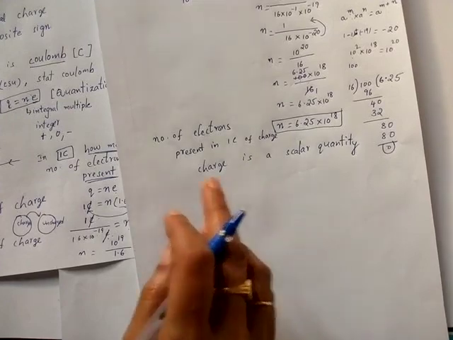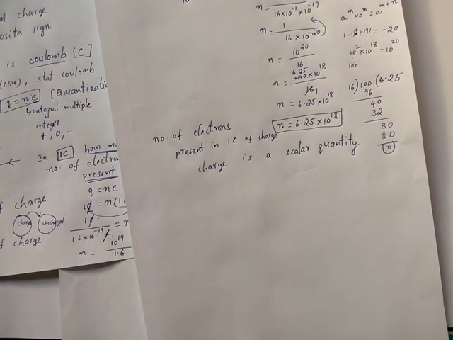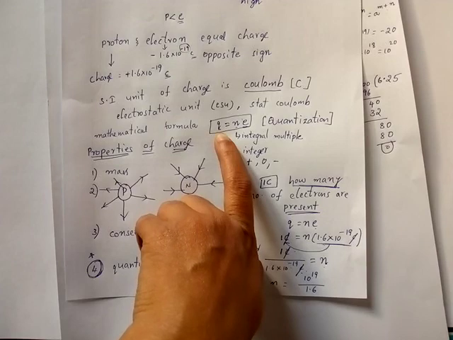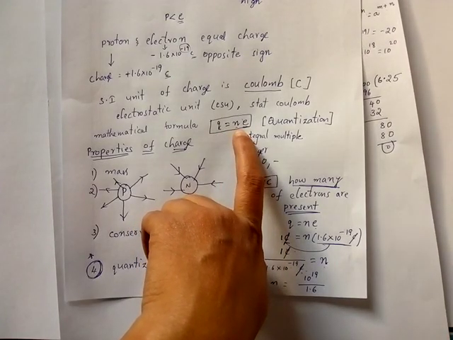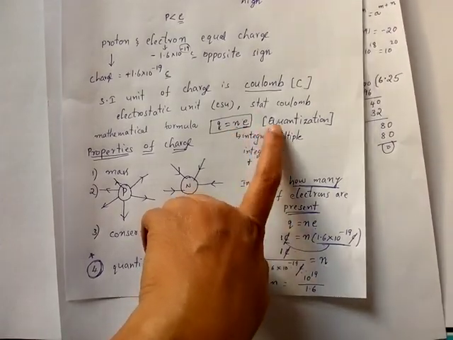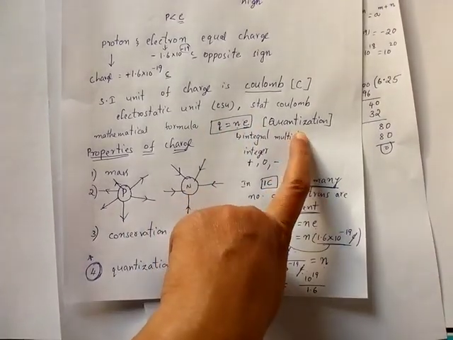So SI unit of charge is coulomb. Generally in electricity topic we prefer SI units only. So CGS unit will be Franklin, and some other units are electrostatic unit and stat coulomb also. And mathematical formula of charge, Q is equal to Ne, where Q is charge, N is number, e is charge on electron. So this formula generally we call it quantization of charge.